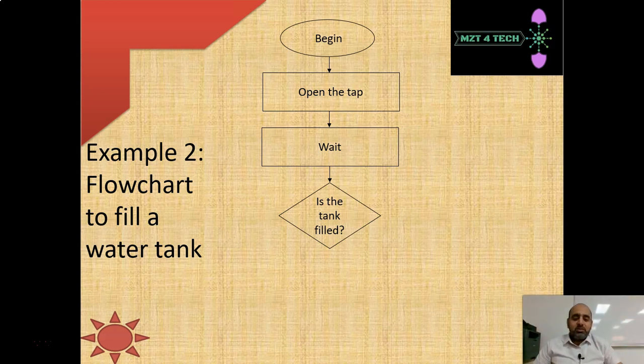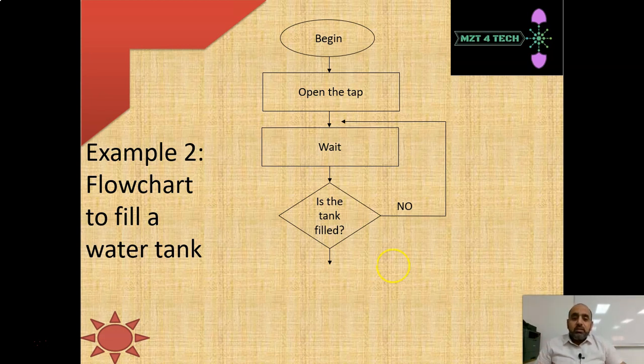Okay, so let's see. If it is a no, it means you have to wait. It is a loop. This decision makes a loop. If the condition is not satisfied, if the condition is false, then the loop will repeat. It will continue until the condition gets satisfied.